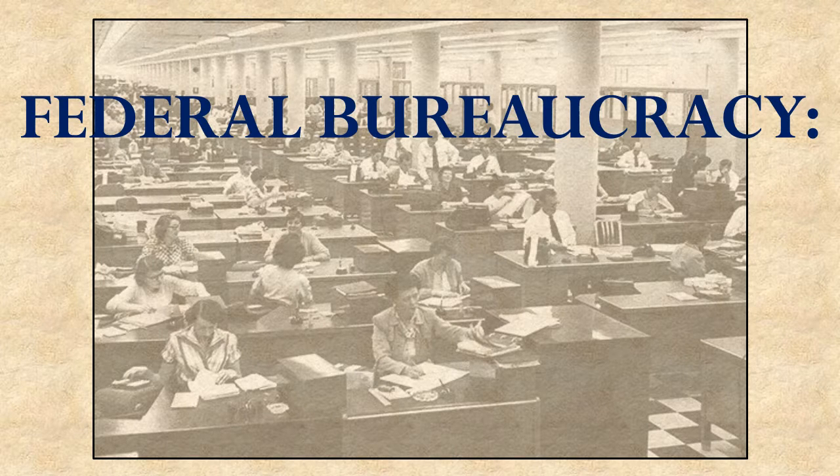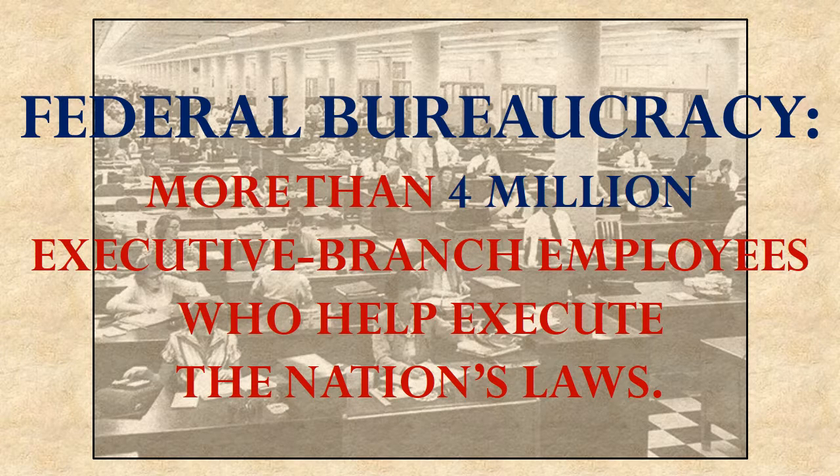The federal bureaucracy can be illustrated by a photo like this. A bunch of people in a big room sitting at desks doing small but potentially important tasks, paperwork, things like that. Because the federal bureaucracy is made up of the 4 million members of the executive branch who execute the nation's laws. The president has 4 million people working for him because it takes that many to do all the stuff that the Congress has asked the executive branch to do.